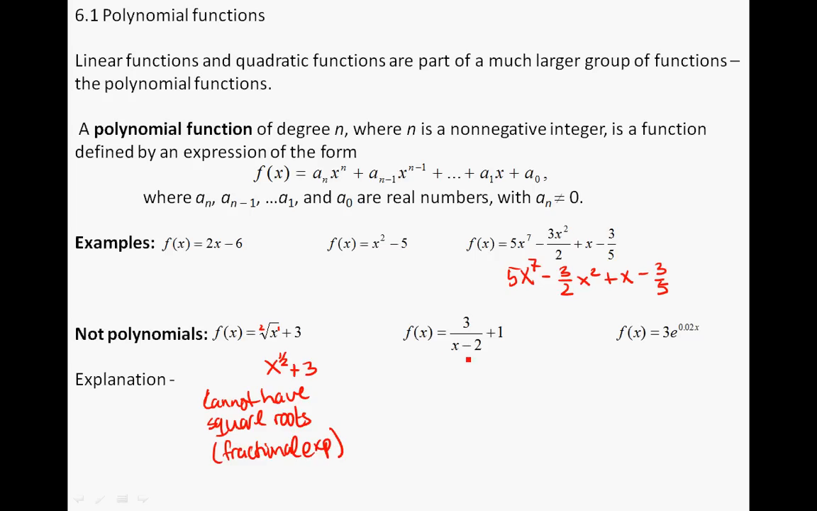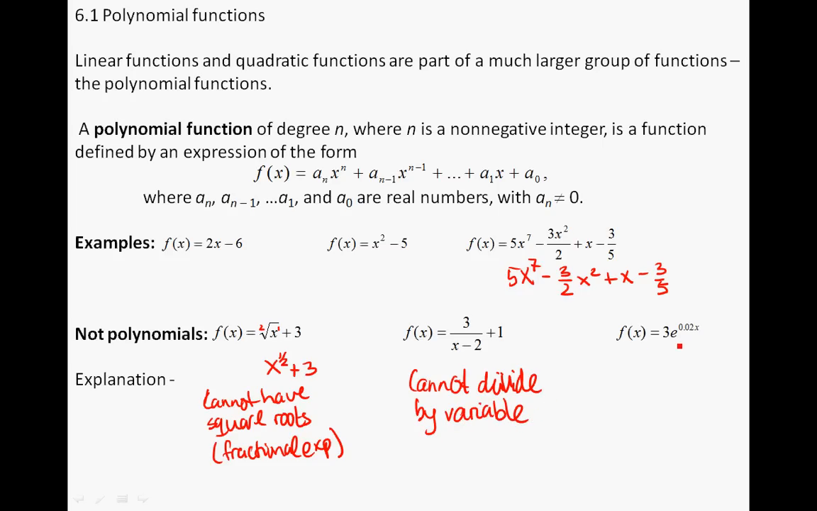Okay, here the variable is in the bottom of the fraction, so you cannot divide by a variable either. So this is not a polynomial function. Actually, we know this as a hyperbola. So it's not a polynomial because we cannot divide by the variable either.